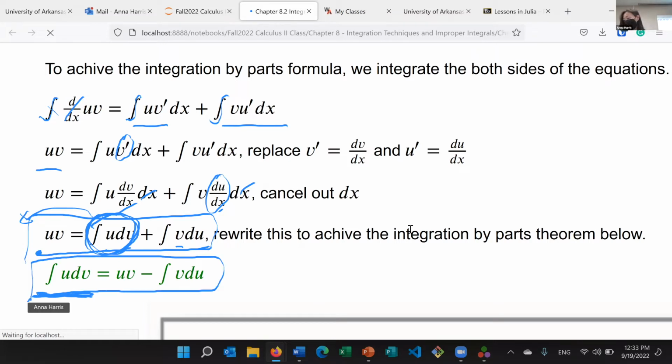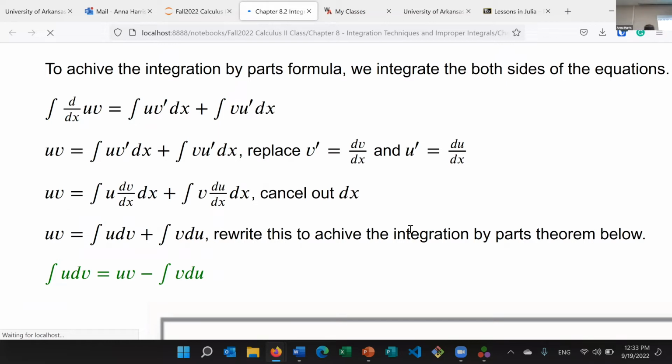The part I just explained is just to let you know how I got this formula. But this is the formula we're going to use in section 8.2. This is called integration by parts, because you make your problem into two parts. So the integral of u times dv is equal to u times v minus the integral of v times du.